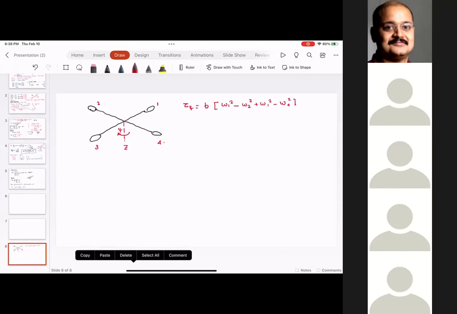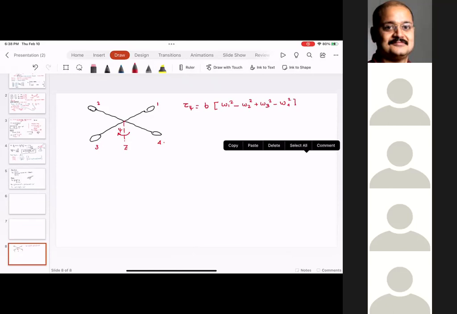I'm assuming omega 1 and omega 3 rotate in the clockwise direction, and omega 2 and omega 4 rotate in the counterclockwise direction. So what's going to happen is the torque given by rotor 1 and rotor 3 would cancel the torque given by rotor 2 and rotor 4. Everyone understood this? So this is the torque about the z-axis.